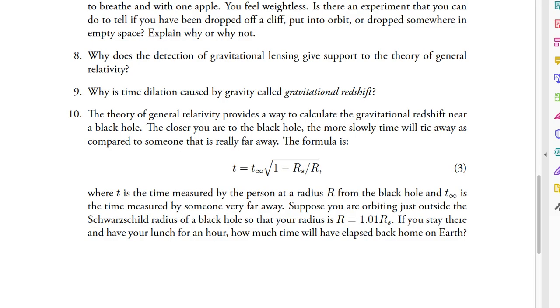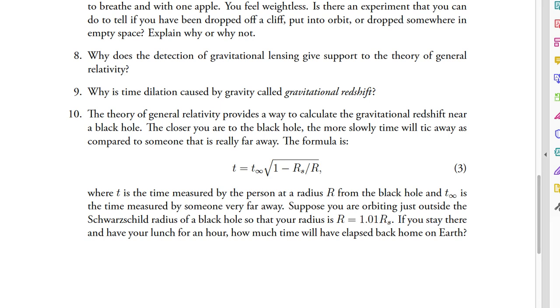Okay, in the last problem of the homework on black holes, we're dealing with this idea of gravitational redshift, which is a very challenging idea to really understand. But there is a formula for it that allows us to calculate how the time elapsed near a black hole is different from the time elapsed far away from the black hole. And in this case, we're standing 1.01 times the Schwarzschild radius away from the black hole.